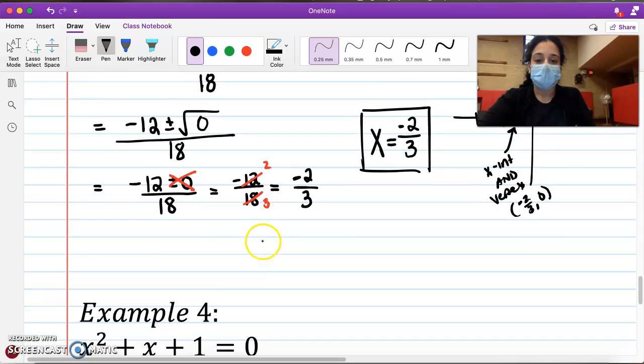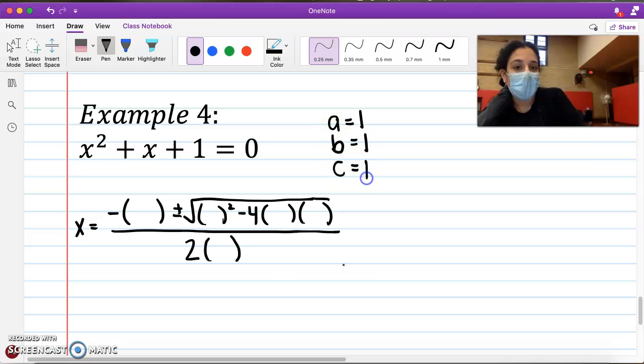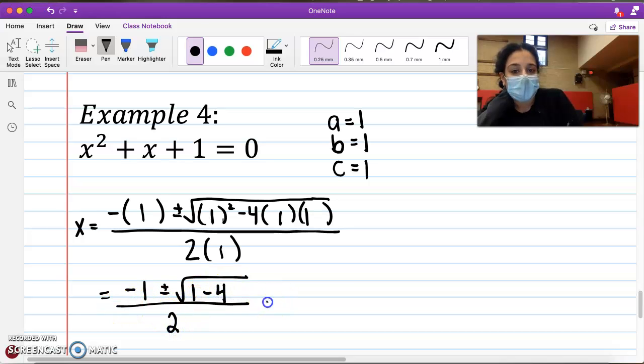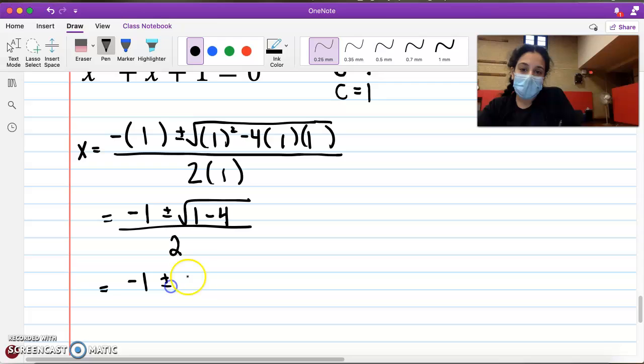Now let's look at this problem. I already have it set up. It's already in standard form. We have A is equal to 1, B is equal to 1, C is equal to 1. All of them are 1. So that makes this easy, right? Everything is 1. And then we just simplify. So it's going to be -1 plus or minus 1 squared is 1. -4 times 1 times 1 is -4. All over 2 times 1 is 2. Then we get -1 plus or minus the square root of -3, since 1 minus 4 is -3, over 2.